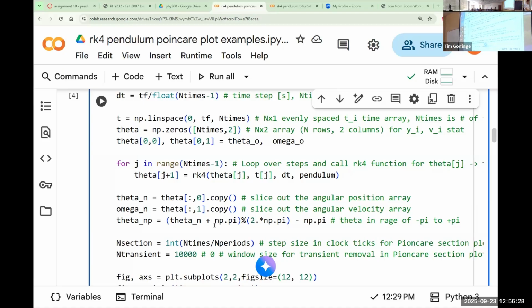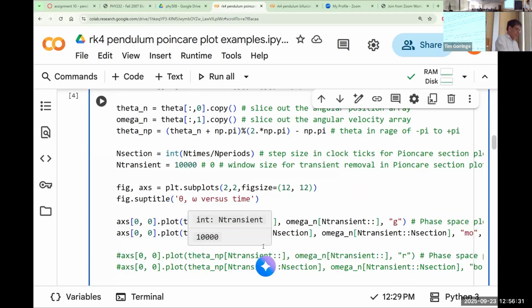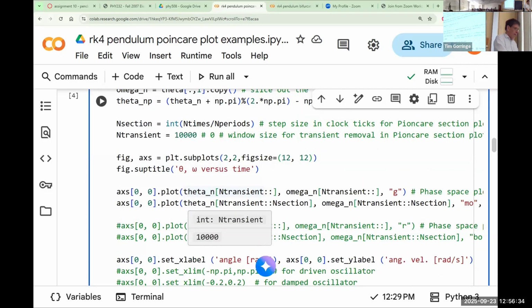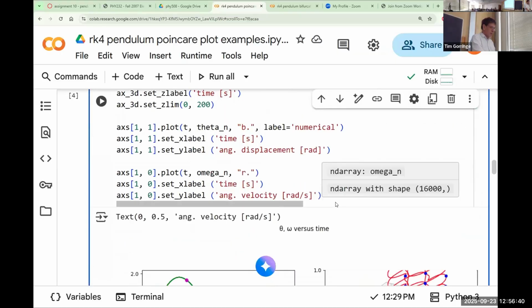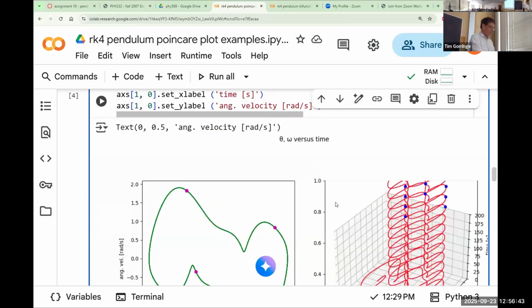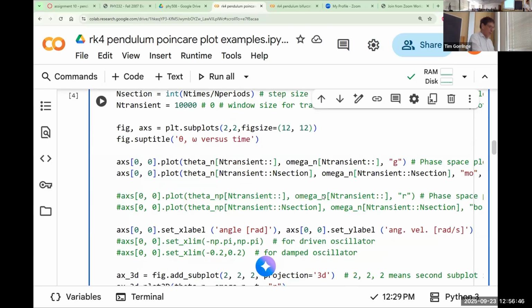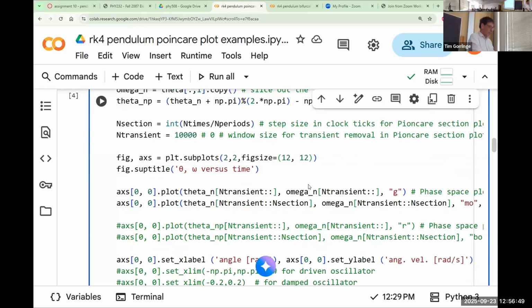And then I'm going to come down to plotting. I'm going to make a, just remind myself what I do. I'm going to make a few plots down here. Some of them are old ones and some of them are new ones. So my theta n and my omega n are the solutions to the differential equation. Those represent the phase space, the trajectory of the particle.